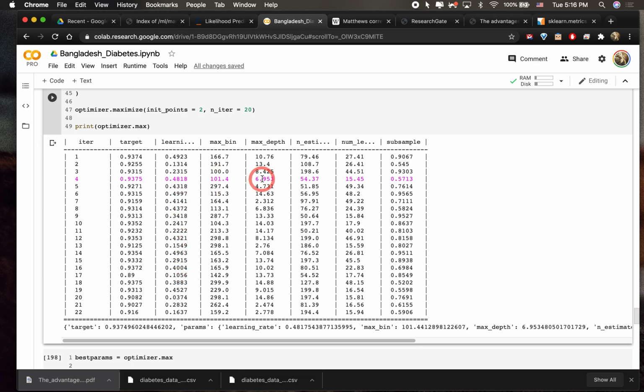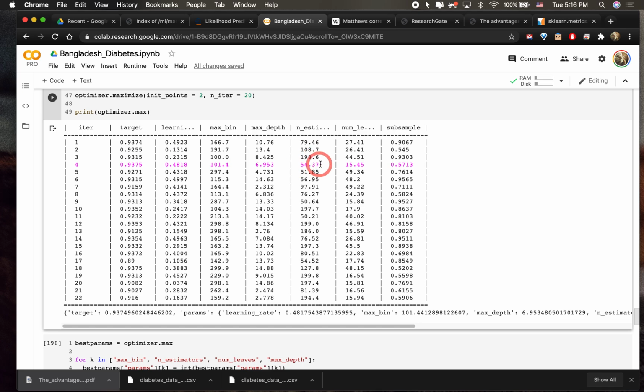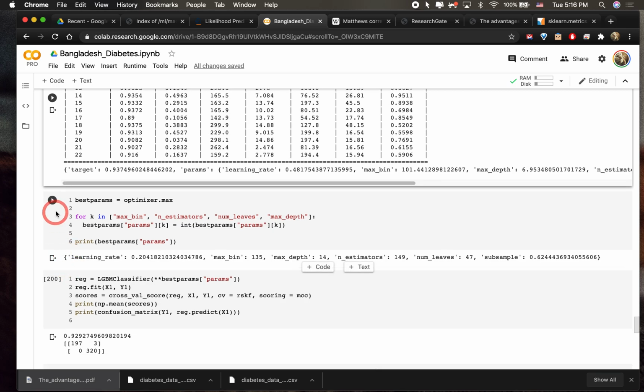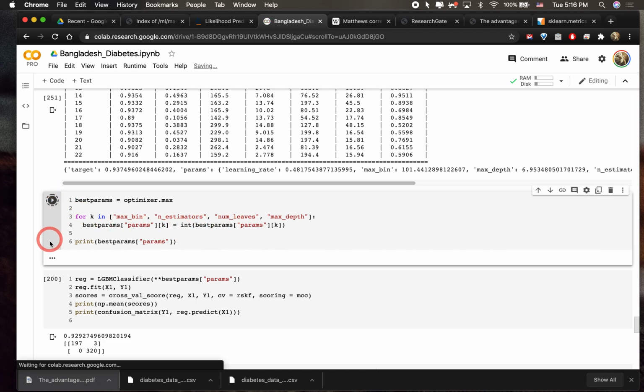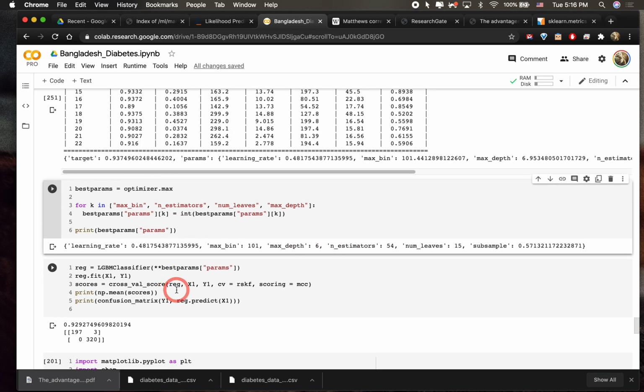Max bin 100. The depth is 6, so higher depths than the normal 2 or 3. And estimators, I didn't really need that many. The number of leaves is pretty low, and subsample, so this is preventing some overfitting. Now I'm going to do the same thing here, which is to take all of these and convert the ones that aren't integers into integers. So now you see max bin is 101, the depth is now 6, estimators is 54, so I have integer values.